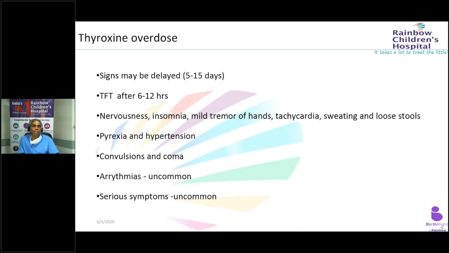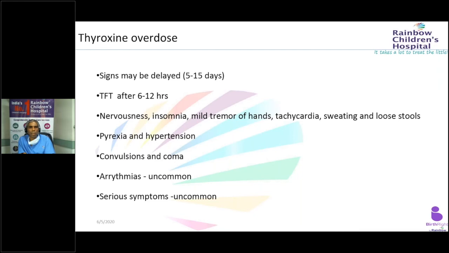The other common poison which we see in our day-to-day practice is thyroxine, as it's quite common that adults use thyroxine for their hypothyroidism. The major thing with thyroxine poisoning is that the signs may be delayed by 5 to 15 days. They might not develop symptoms immediately. So it's quite important that we check the thyroid function test after 6 to 12 hours. But please remember, high T3, T4 will not indicate the toxicity.